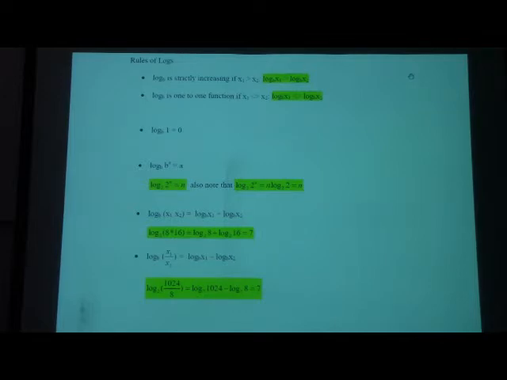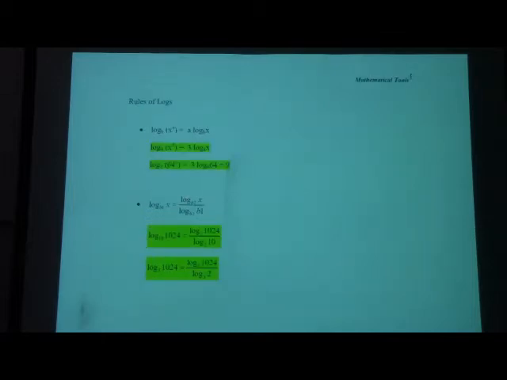So some of these are named: this is called the product rule, this is called the quotient rule, and this is the power rule. The power rule is log base b of x to the a. So again, if we take a log of an exponential expression, the power of the exponential expression can come out in front of the log. Therefore, it's equal to a times log base b of x. So log base 4 of x to the third is nothing more than 3 times log base 4 of x.